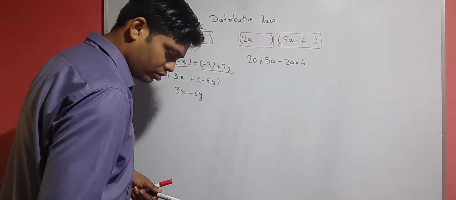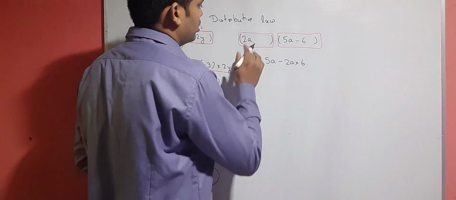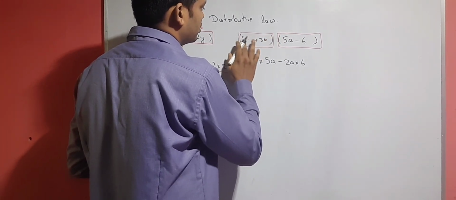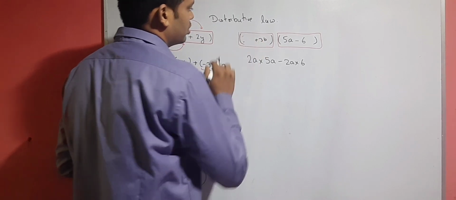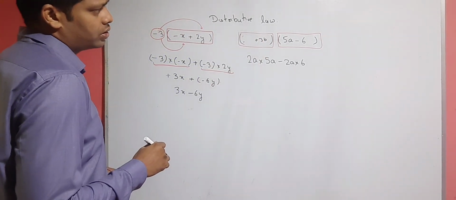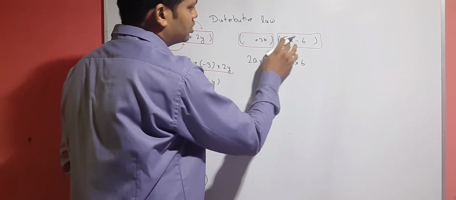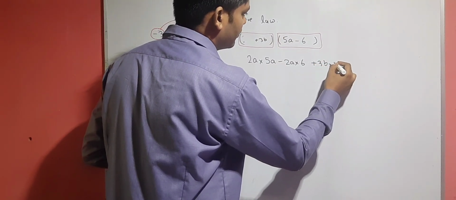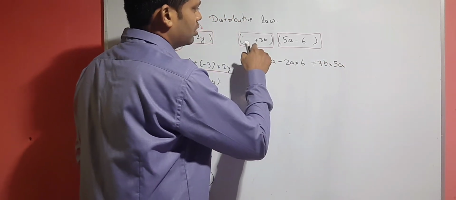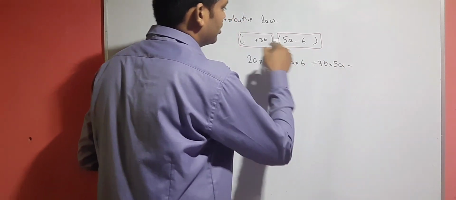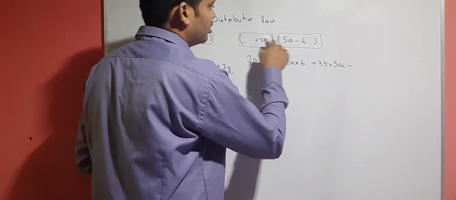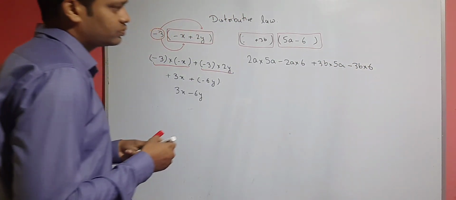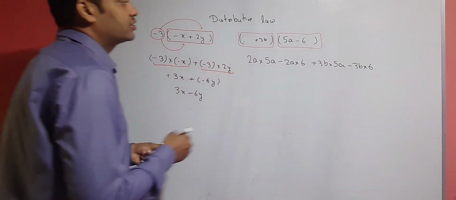For example, the question was 3b. Now I am writing 3b again. Now for example, this one is not there. Then, sir, same thing: this one into this one, this one into this one. So plus 3b into 5a, and the minus sign is there, plus minus minus. 3b into 6, 3b multiply 6. This one only. That's what I was saying.